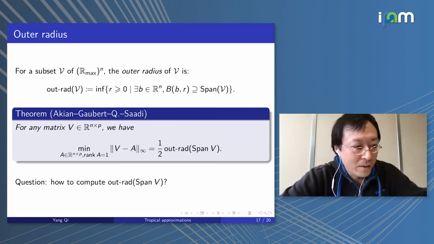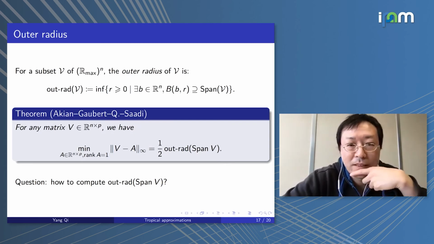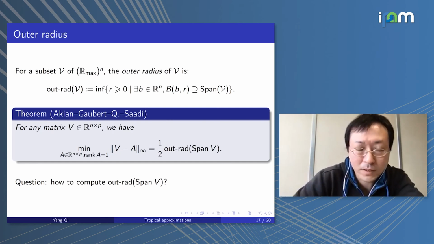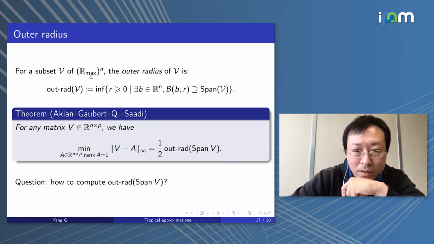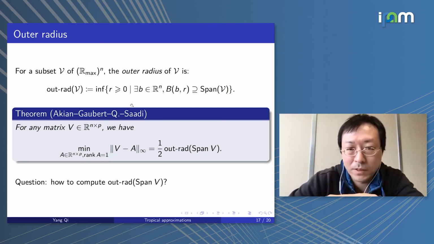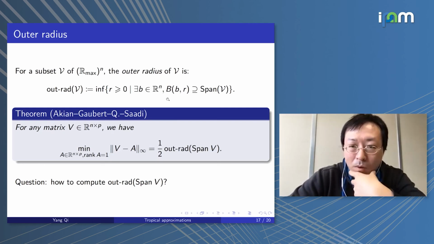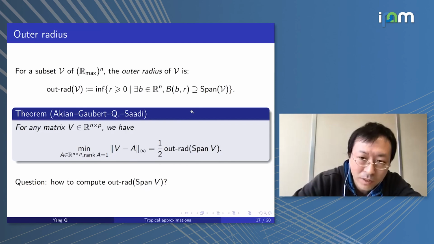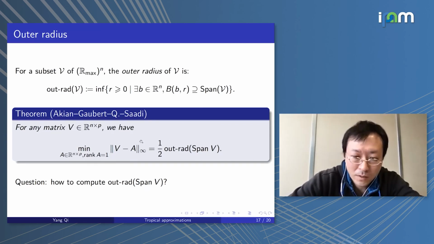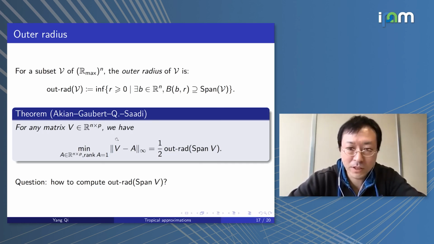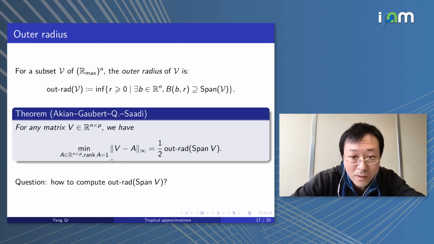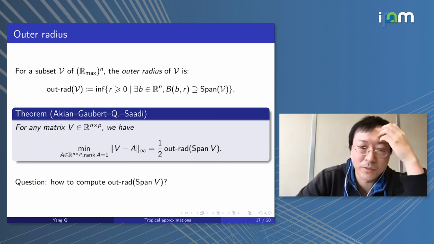Okay, so now we talk about the best rank 1 approximation. First, we relate the best rank 1 approximation to the outer radius of a subset inside of the tropical ambient space, which is the infimum of R such that we can find some finite vector B and a Hilbert ball centered at B with radius R containing the tropical polytope spanned by B. It turns out this outer radius is nothing but twice the distance from the matrix V to its best rank 1 approximation. Which means if we want to find a best rank 1 approximation of this matrix, we only need to compute the outer radius of the span of the column space of this matrix V.